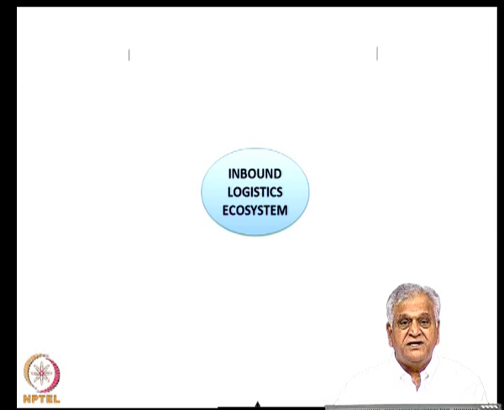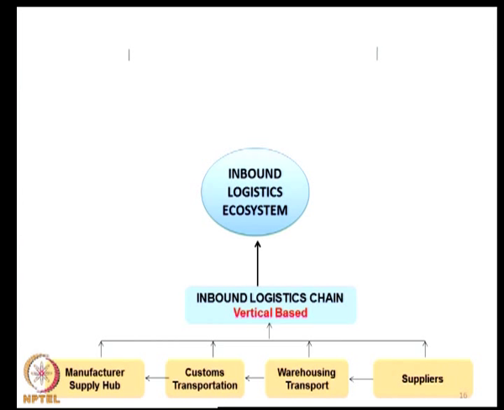So what is the vertical based inbound logistics chain? You have suppliers, and it ultimately goes to a manufacturer or a supply chain. But in between, you have warehousing and transporting, and also customs and transportation. At both ends, the suppliers have a warehouse where they store all their inventory, and there is the transportation that takes it, and if it is crossing countries, it has to go through customs and then be transported to the manufacturer's warehouse or a supply hub. We have seen what a supply hub is. So this is, very briefly, the chain associated with the logistics.